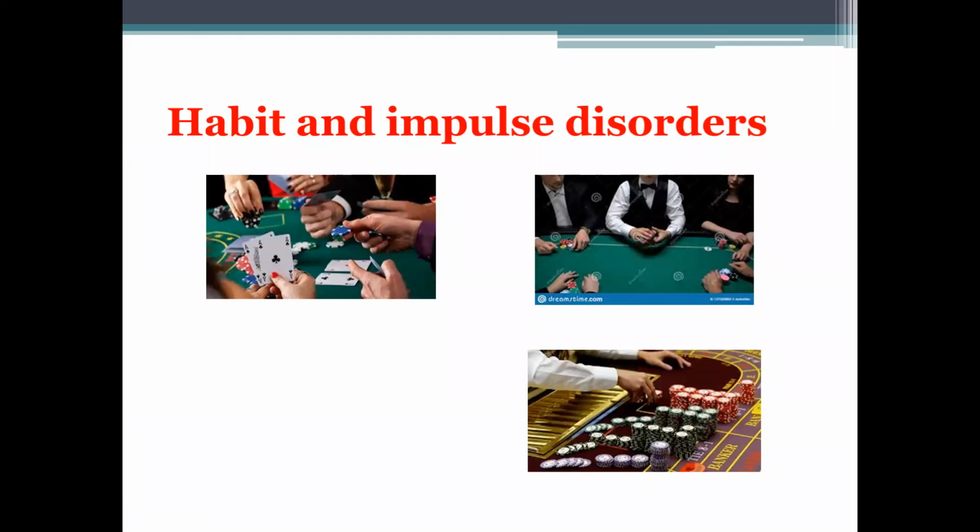Now, for example, you see on the pictures habit and impulse disorders. It is gambling, you see, for example, casinos and so on. In our country now, official casinos are absent, closed. I remember in Moscow, in Russia, closed casinos, but in some countries, many casinos are open and some people go to the end. Some people, not all, but some percent of the people, suffer from gambling.